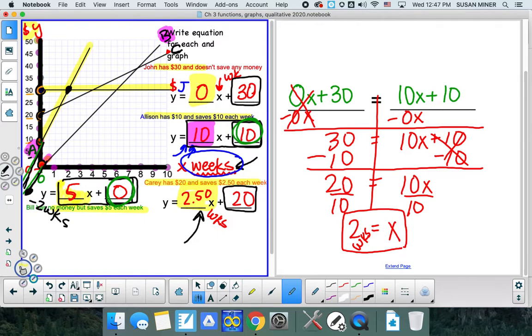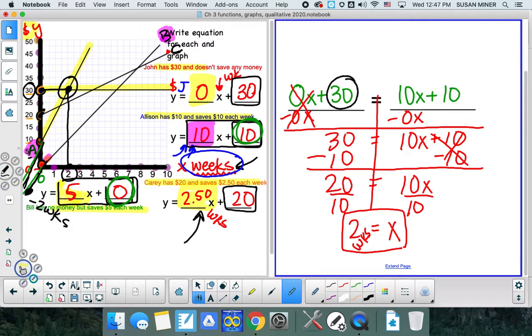And so what's happening when I have something that's the same on a graph is that it's a place where those two lines are crossing. They're the same at that spot. And if you'll notice, right, at 2 weeks, they both had $30. So that is the place where the amount of money that they had, $30, was the same. Allison had $30 there, and John had $30 there.